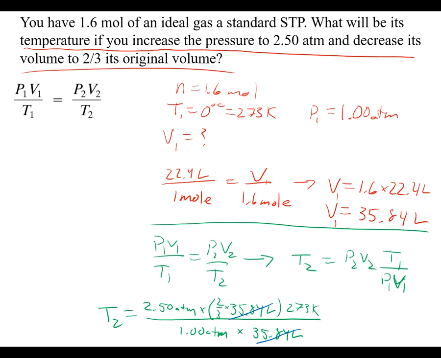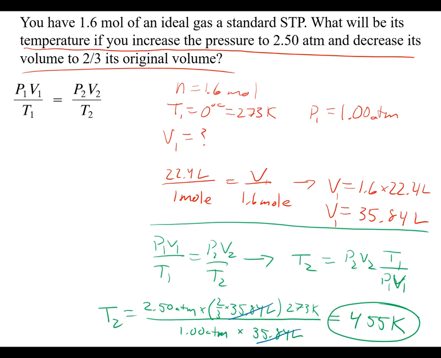All right, finish solving this. So, plugging this into my calculator, 2.5 times 2/3 times 273 divided by 1 would be 455 Kelvin. I'm just double checking that, making sure I got that right. Times 273. 455.